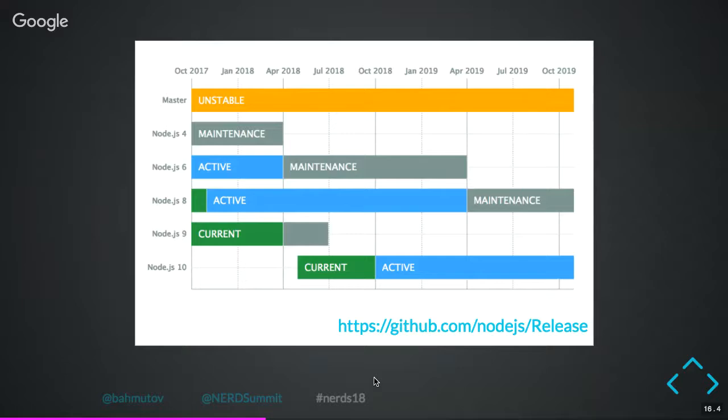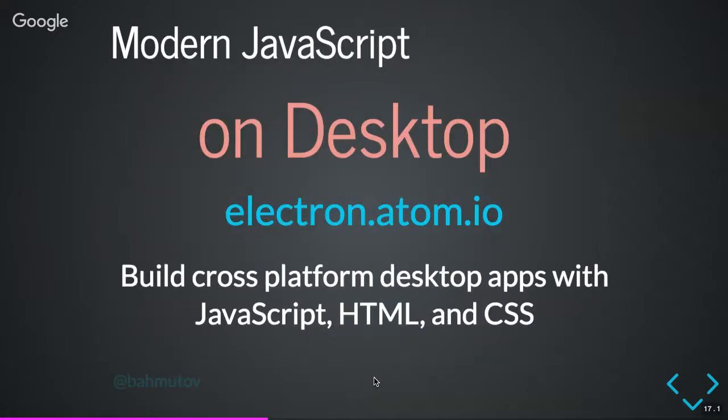Node 10 will come out in April next month. It will be supported for a while. So as long as you stick with even numbers in production, you'll be covered for a long time. On a desktop, Electron from GitHub allows you to completely bypass the question of how do I build a cross-platform app that runs on Windows and on Mac.